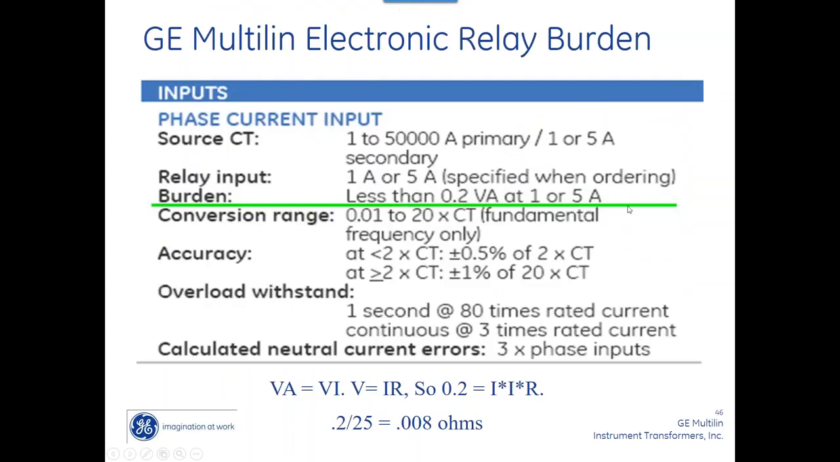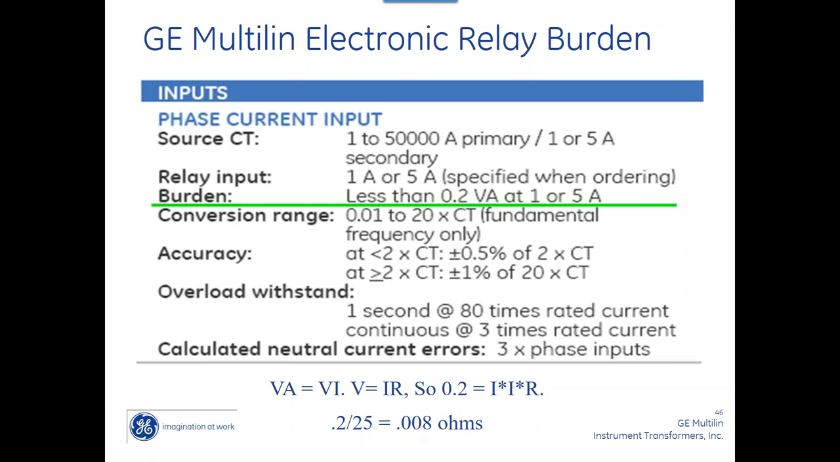Now, when you go to look at the protective relay, what do they tell me? They told me the burden's 0.2 VA. I don't want VA, I want ohms. So how do I get from VA to ohms? The way I do it is, I know that it's just I squared R, so 0.2 divided by R, and we assume the I is 25. So the new protective relays have 0.008 ohms approximately.